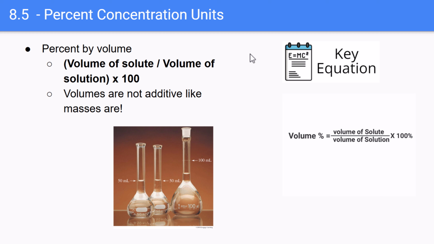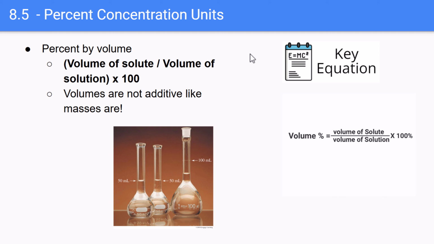Secondly, we have percent by volume, and this is volume of solute divided by volume of solution times 100. The only difference here, though, is that the volumes are not additive, and part of that has to do with the polarities of the substances and the different densities that they have. So different volumes are not necessarily going to add up to equal a total volume.